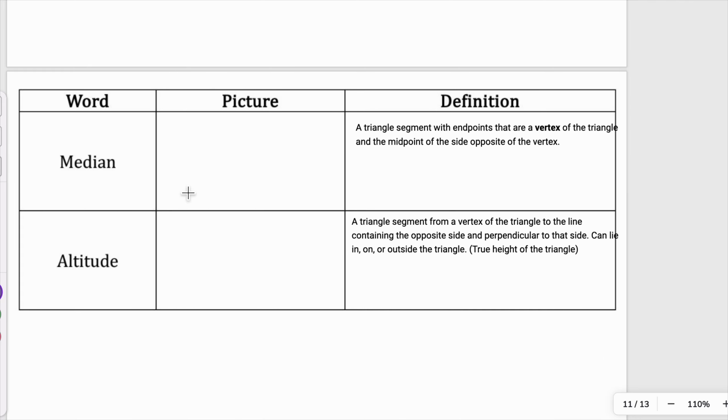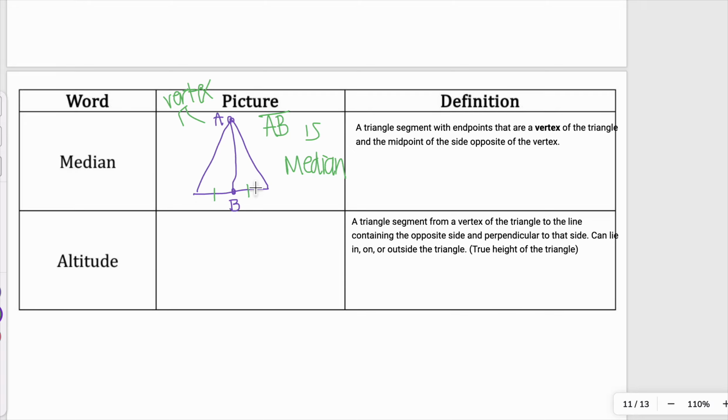Let's go ahead and draw a picture of the median and altitude. So to start us off, I'm going to plop 2 points here, A to B. These aren't perfect, but once I draw my tick marks, you should be able to notice. Okay, AB is the median because it's a triangle segment with endpoints that are a vertex. So the vertex meaning letter A of the triangle and the midpoint of the side opposite that vertex. So this is showing midpoint because my segments are now equivalent. Okay.